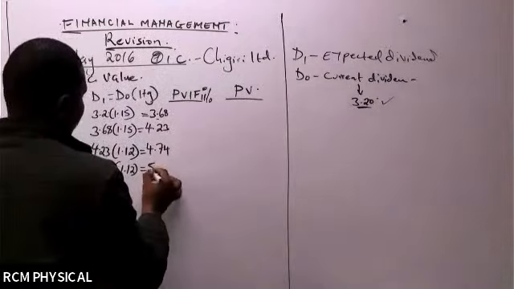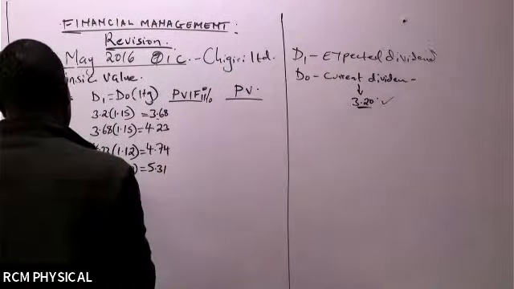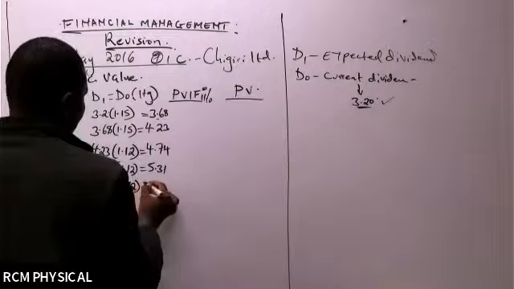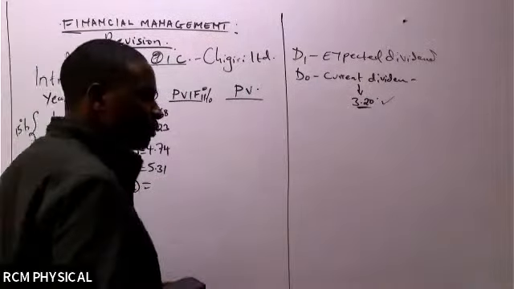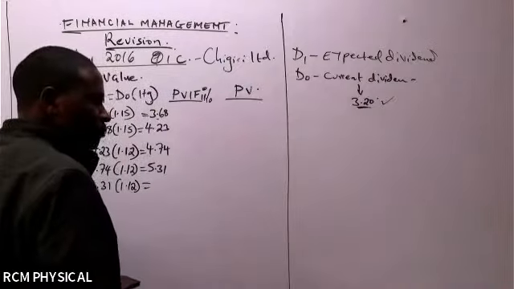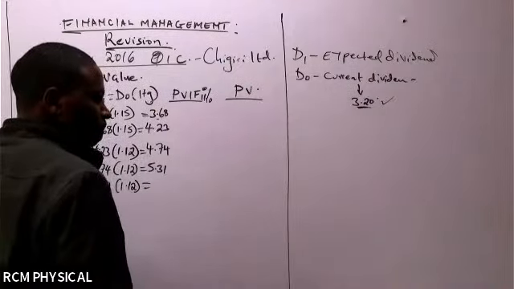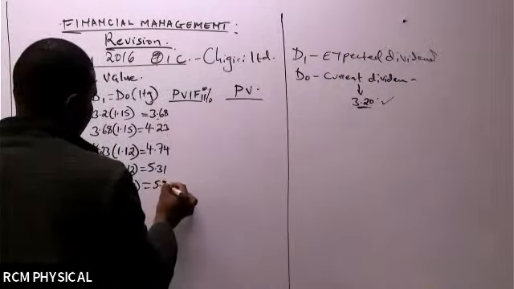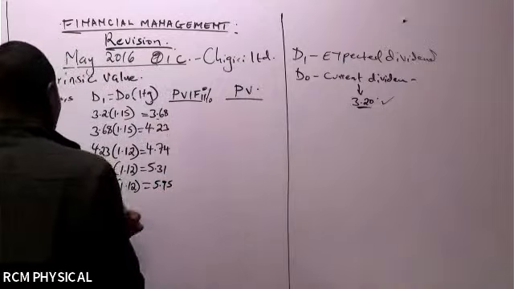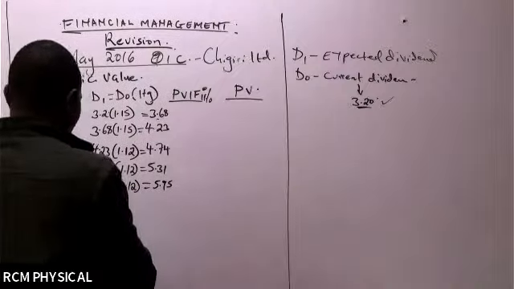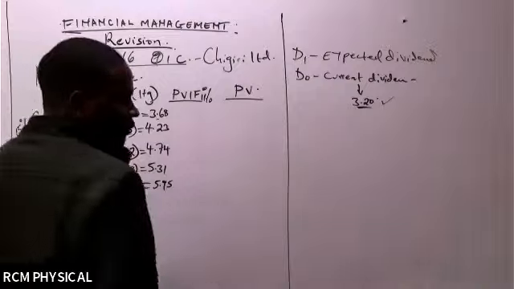5.31. 5.31 grows at the same rate of 12%. What will be the last one? The second last is 5.95. Who can remind me how we get the D1 for infinite?